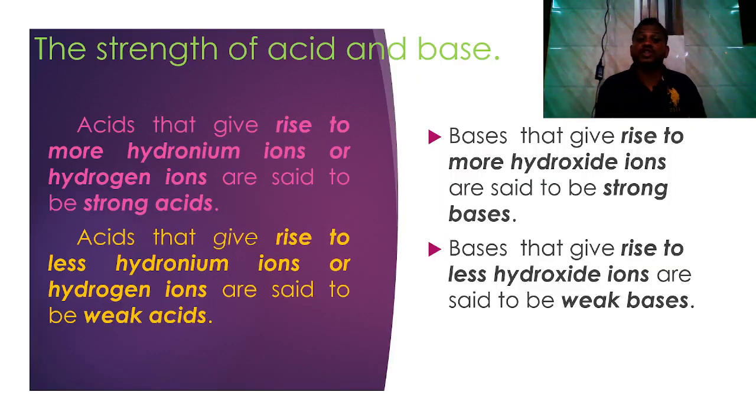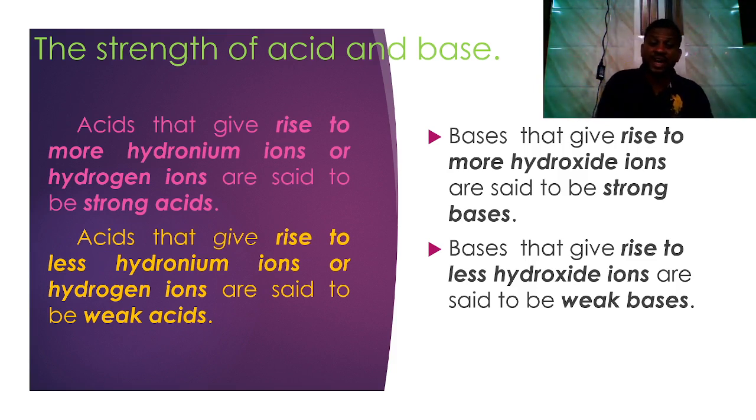Next one, the strength of acid and base. We see how strong acids are and how strong bases are. In the blue section, that is related to the acids. In the white section, that is related to the bases. On the left hand side we see the acids. Acids that give rise to more hydronium or hydrogen ions are said to be strong acids.